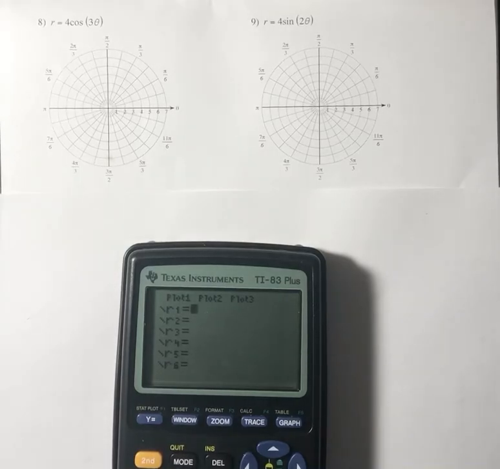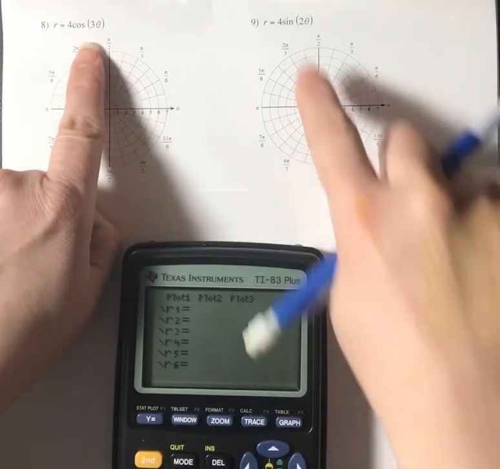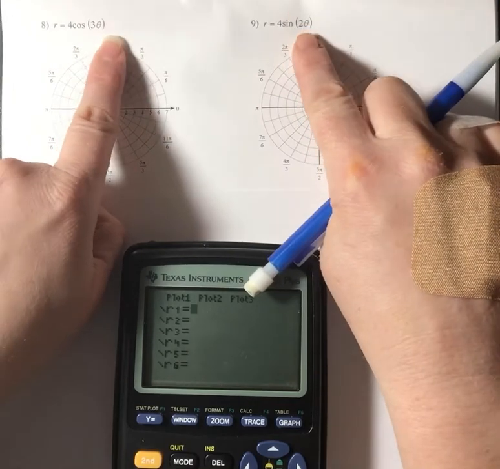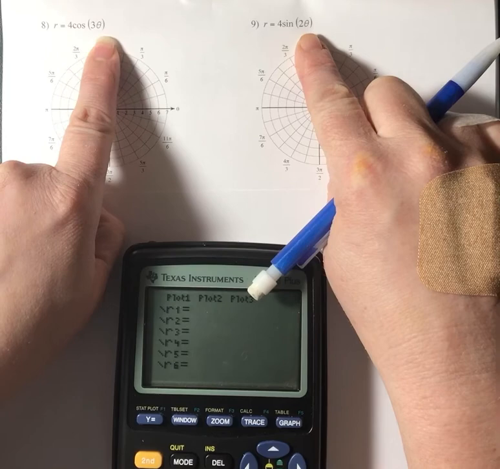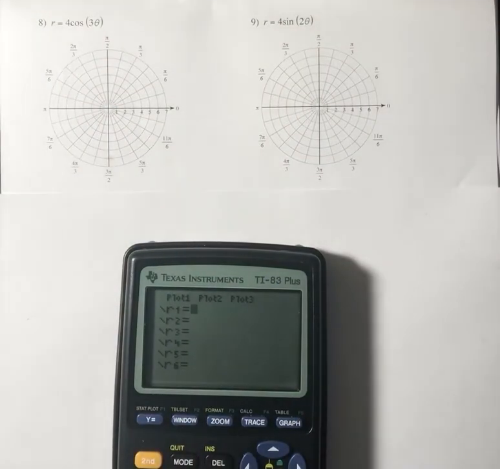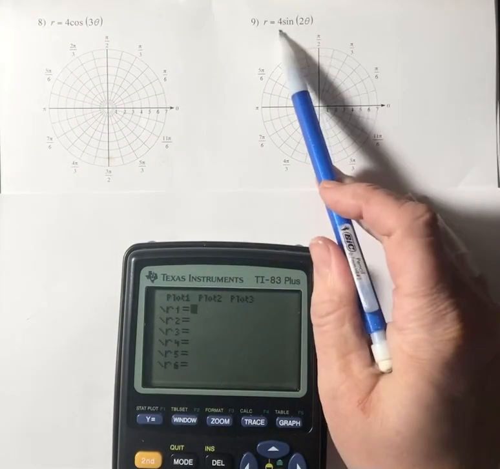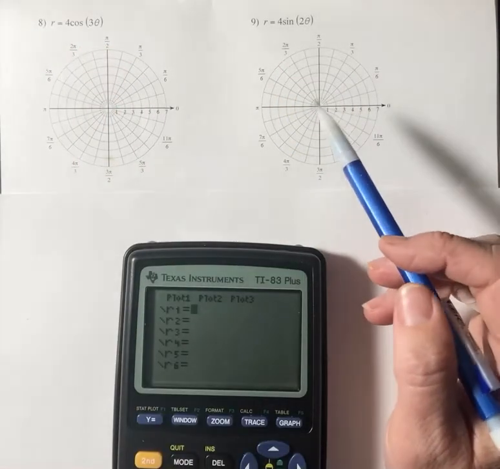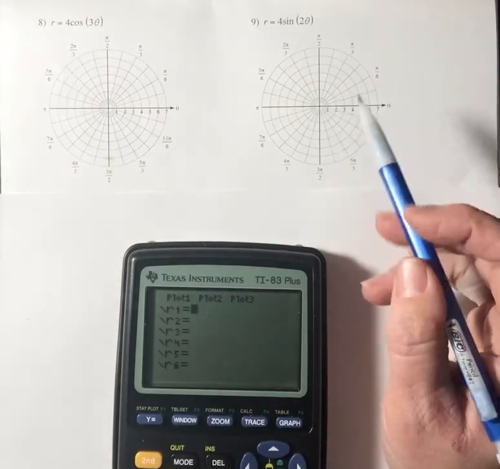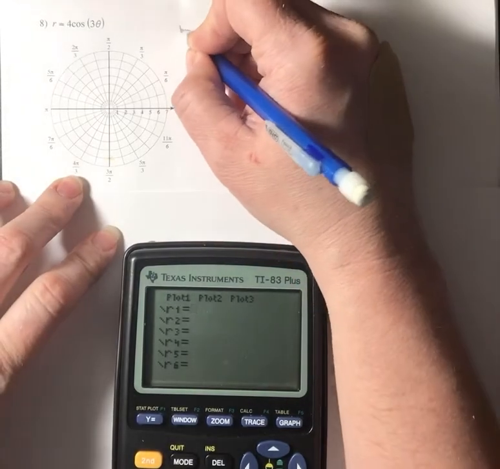All right, the last type of graphs, again, it's a sine and a cosine that are by themselves, except it's the sine of 2 theta and the cosine of 3 theta, okay? So plain old sine of theta, cosine theta, circles. Sine of 2 theta, 3 theta, 4 theta, cosine of 2 theta, 3 theta, 4 theta. These are going to be your roses.